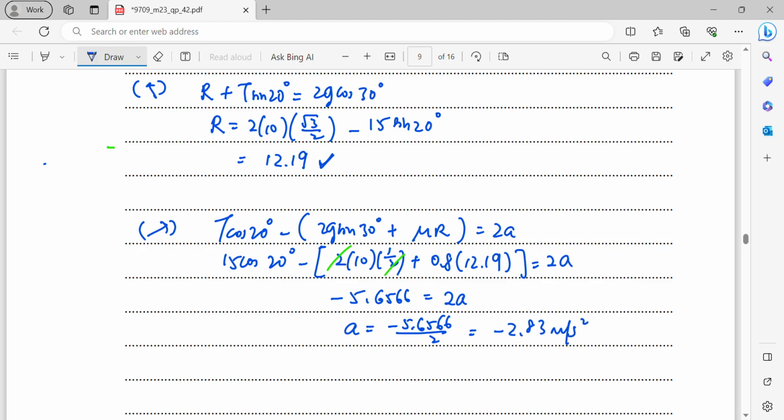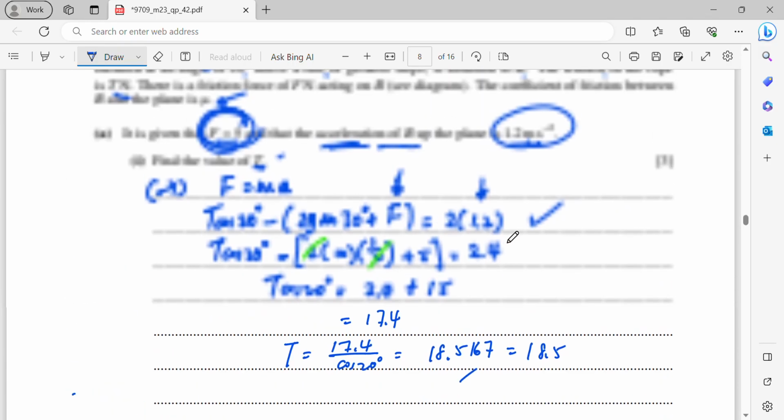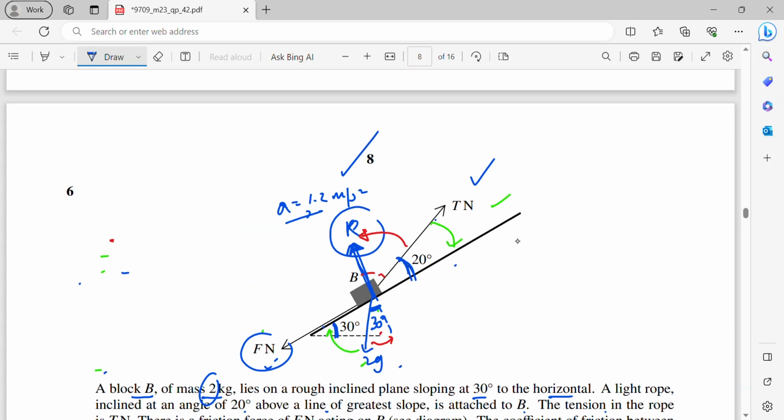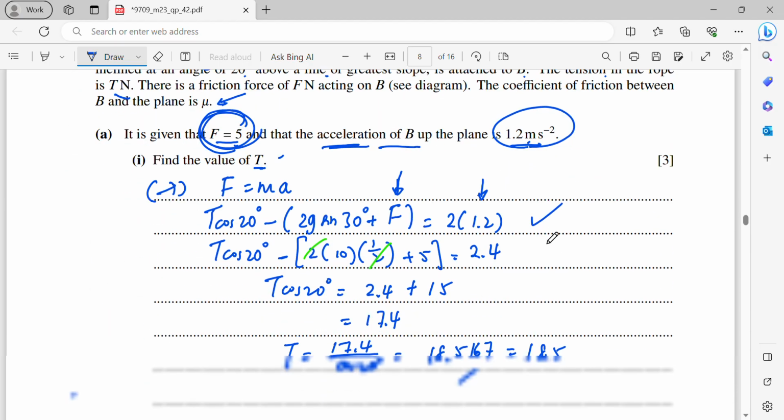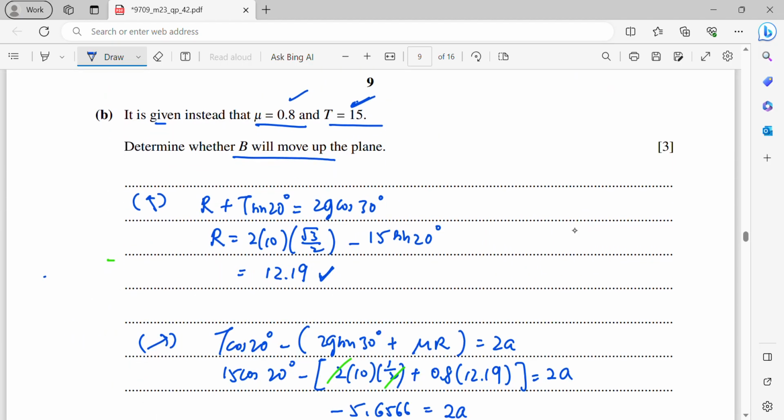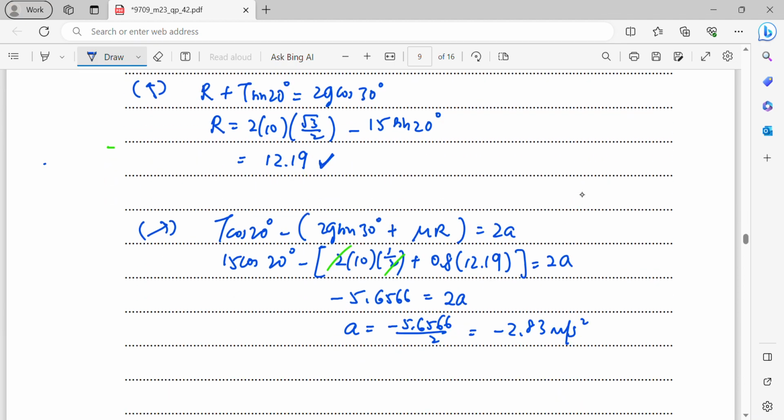Okay, so now you refer back. When the a is 1.2 meters per second squared, it goes up. Now your a is negative, meaning that it goes down. Come back to the question. The question says whether B will move up the plane. So the answer is no, because your a is less than 0. So B does not move up the plane. It will go down, because this is negative. All right.